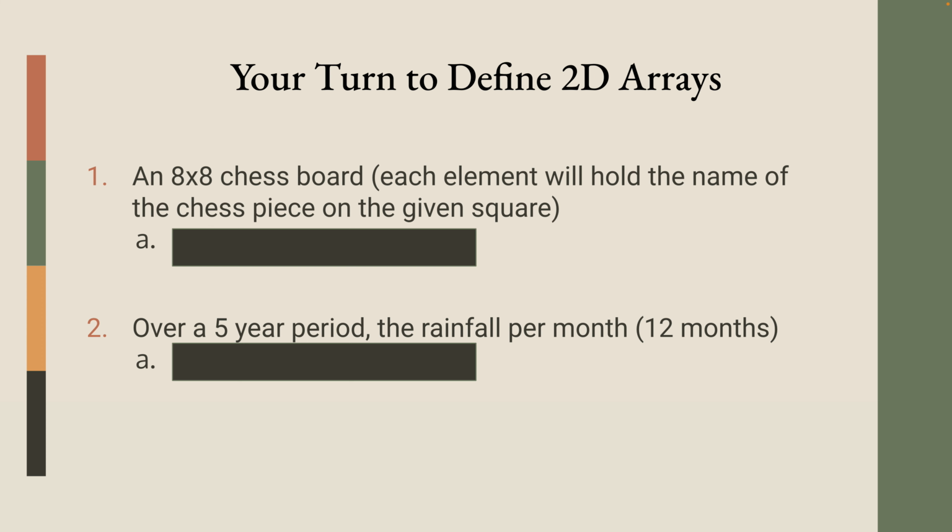Rainfall will be like a number. So think about rainfall is going to be like a number. So rainfall might be like 5.3 inches of rainfall.